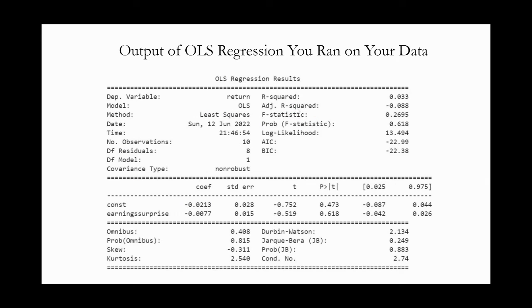So let's see what it looks like. So the output of the OLS regression is as follows. We have the dependent variable, which is the return, right? So that's on the left-hand side, the Y variable, return equals a constant, right?